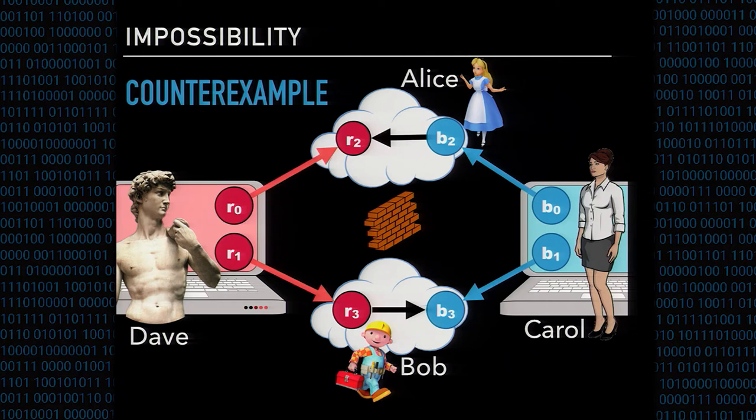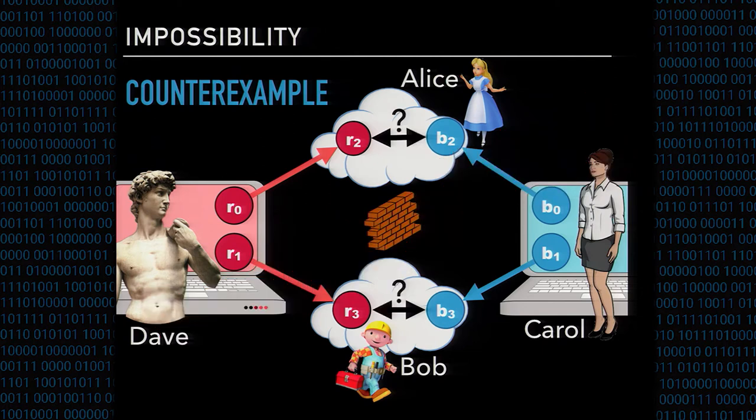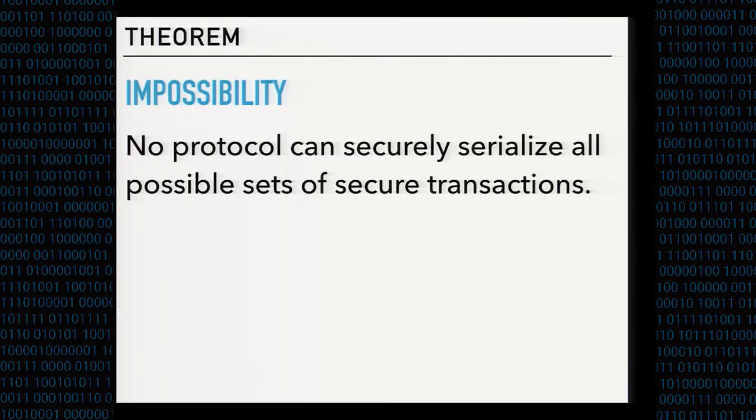Ultimately, there's nothing we can do to prevent the blue transaction from being ordered before red on Alice's cloud and the red transaction before blue on Bob's cloud, which means that these transactions are not serializable. There's no serial order that puts blue before red and red before blue, which is why, despite each transaction on its own being secure, no protocol can securely serialize these two.